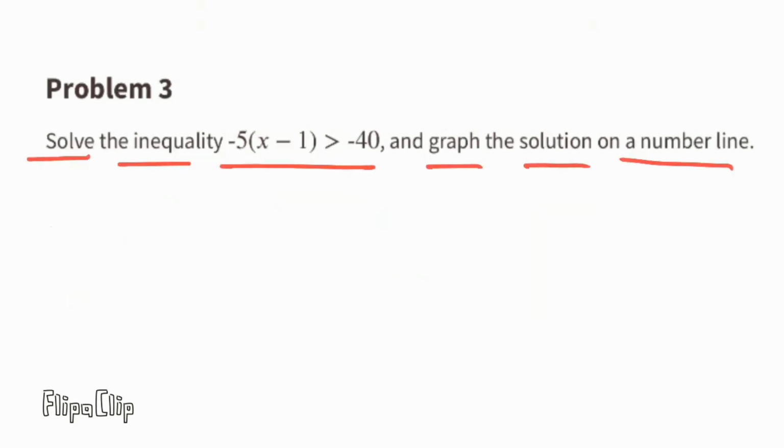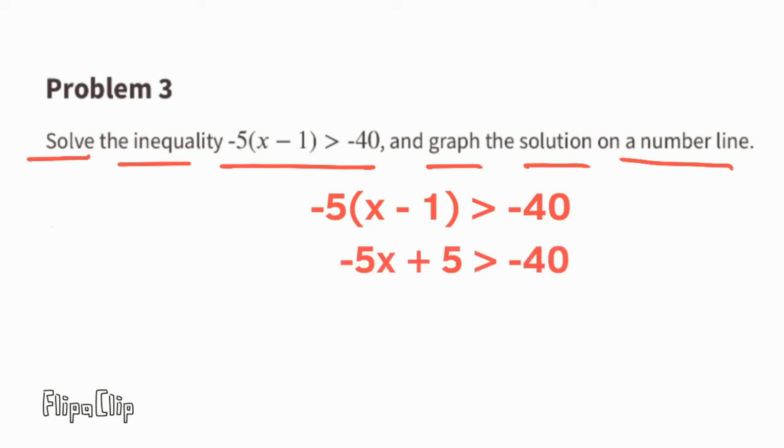Problem number 3. Solve the inequality. Negative 5 times x minus 1 is greater than negative 40. And graph the solution on a number line. Negative 5 times x is negative 5x, and negative 5 times negative 1 is a positive 5. So we have negative 5x plus 5 is greater than negative 40.